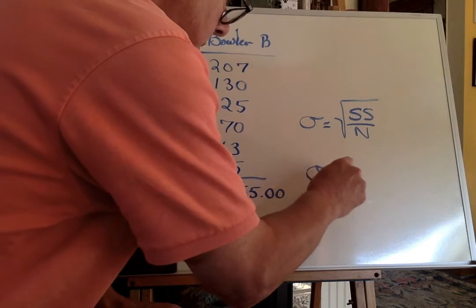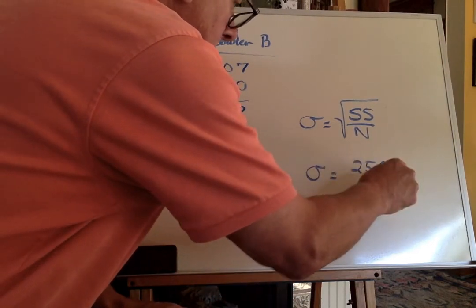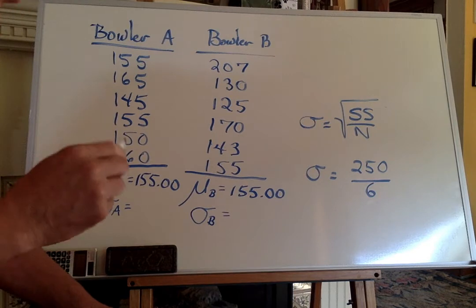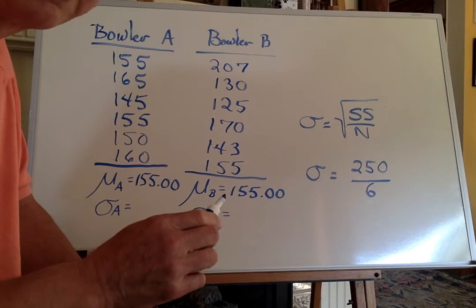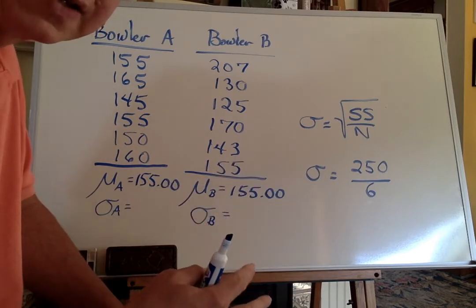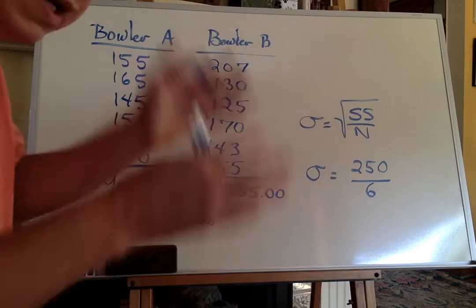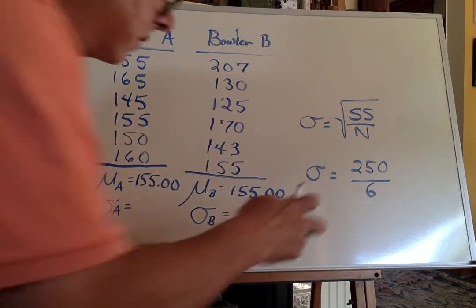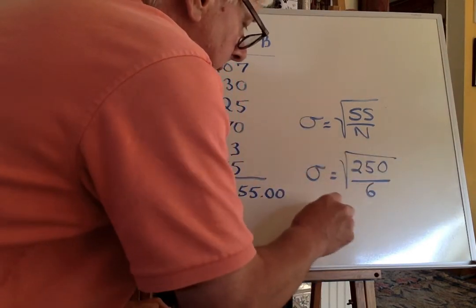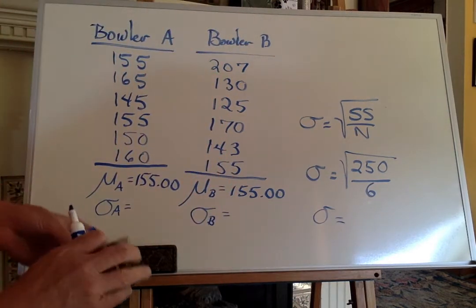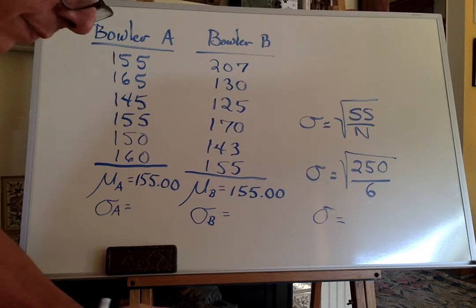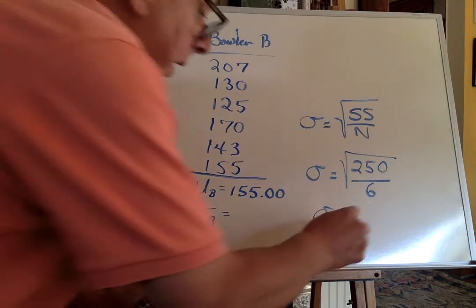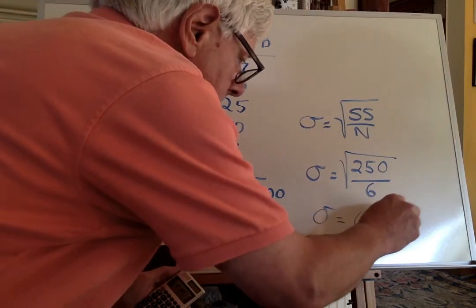So here we go. 250 now divided by 6. Now make sure that you take the square root, because that's one of the big mistakes: people get caught up in the computations and they forget to take the square root. So we need to take the square root here. 250 divided by 6, 41.67. Take the square root. So the square root is 6.45.